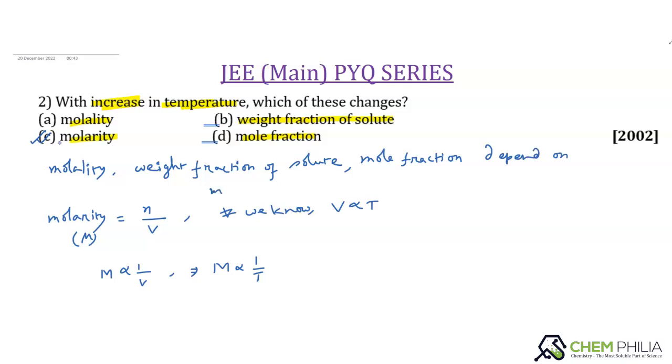They depend on mass, which is independent of temperature. Okay, so I hope the options are clear, because three options are here which are independent of temperature. That means with increase or decrease of temperature they are not going to change, only molarity can change. Okay, so I hope this question is clear to you. So option C is the answer to this question. Okay, now let us move on to the next question.